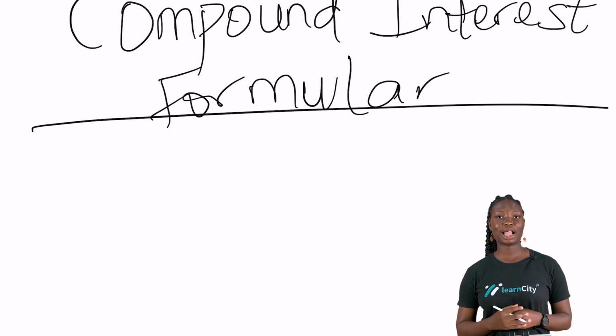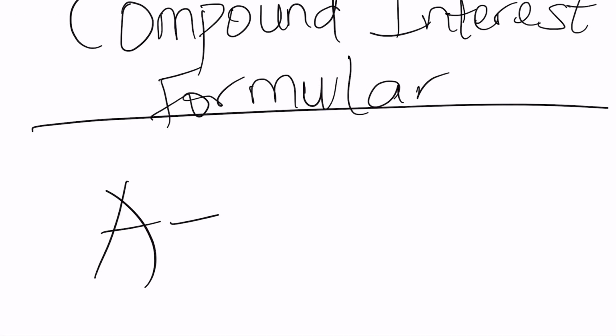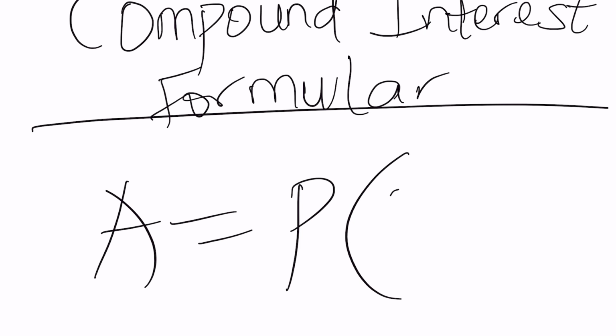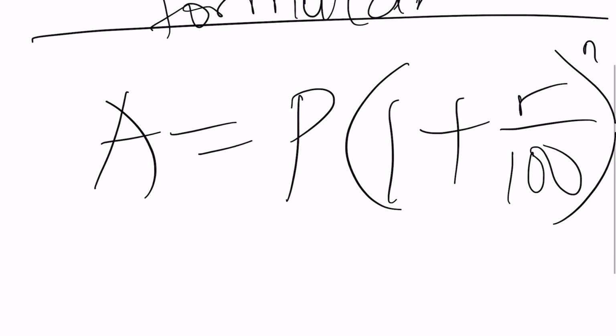Compound interest formula. If the sum of money P is invested for n years at R% per annum compound interest, the amount A after n years is given by the formula A equals P into bracket 1 plus R over 100 raised to the power of n.